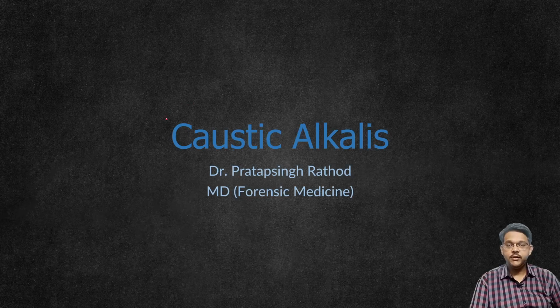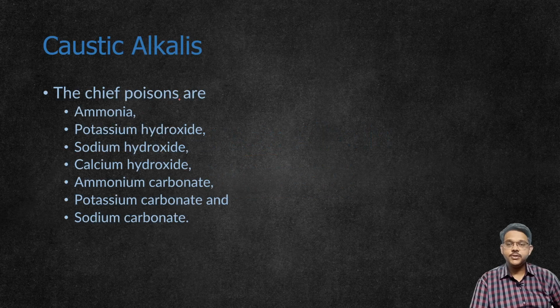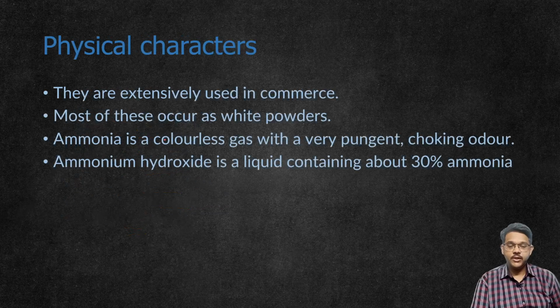In today's video, we'll continue with corrosives. In that, we'll discuss caustic alkalis. The chief poisons included in alkalis are ammonia, potassium hydroxide, sodium hydroxide, calcium hydroxide, ammonium carbonate, potassium carbonate, and sodium carbonate. Many of them are used in households. Sodium carbonate is used as baking soda. Sodium hydroxide is also used as a drain cleanser, and some others are also used as household items.